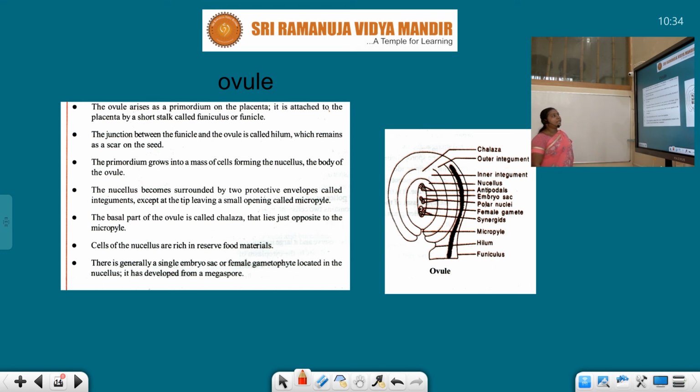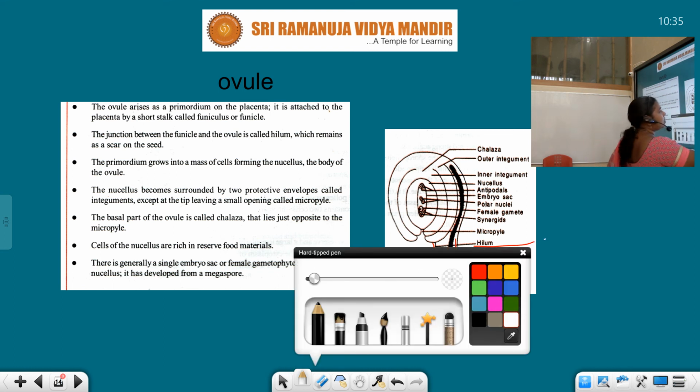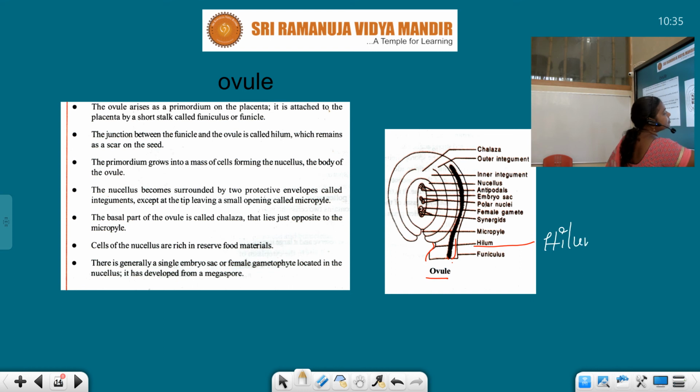Ovule. The ovule arises as a primordium on the placenta. See students, this is the structure of the ovule. It is attached to the placenta by a short stalk called funicle or funiculus. And the junction between the funicle and the ovule is called hilum. See students, this is the ovule and this is the funicle. The junction between them is called what, students? Hilum.